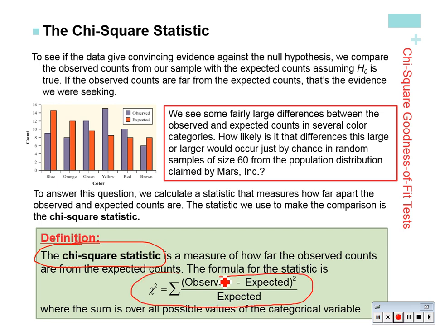Now there is a way to compute this value on your calculator, and we will talk about how to do that, but essentially what you're doing for each one of the colors is you're taking the observed minus the expected, squared, and you're dividing that by the expected. So you're doing that for each color, and then this right here is the sigma notation for the sum of all those values together.